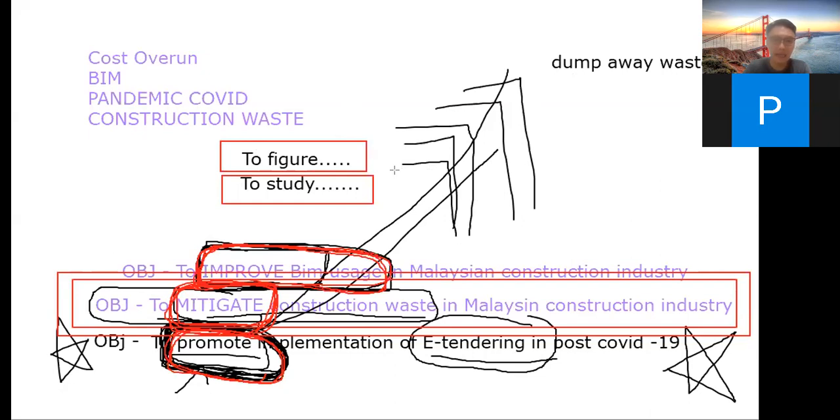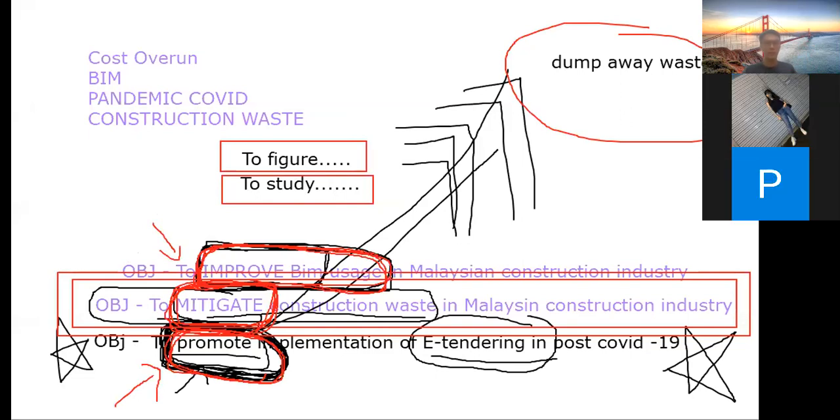This is what I want to highlight: to promote, to mitigate, to improve beam usage are action plans. The action plan is not what you do in your thesis. Your thesis is to study, to find out, so it should be to figure, to study. Everyone clear? For those who use this kind of keywords, you have to take them away and replace them with proper words and discuss with your supervisor. This is the second thing I want to highlight today.